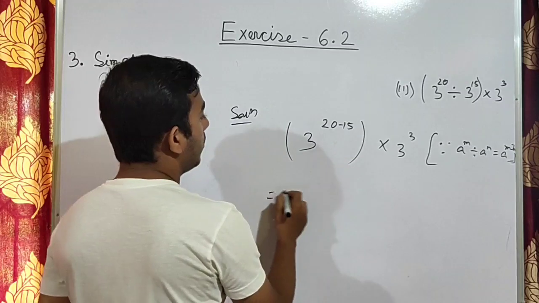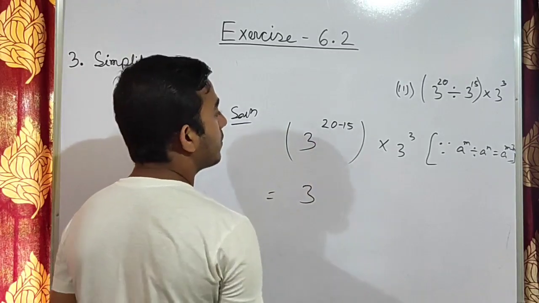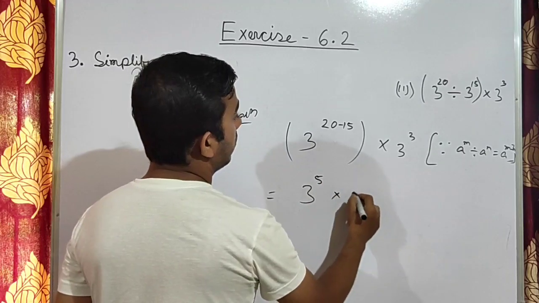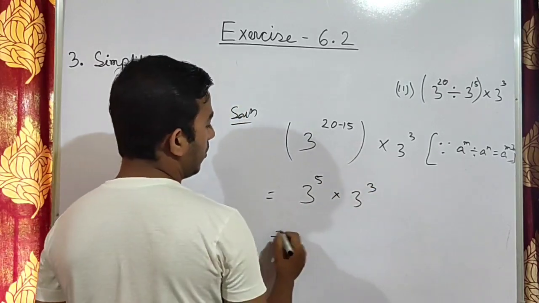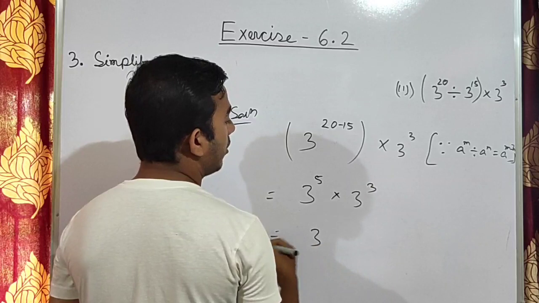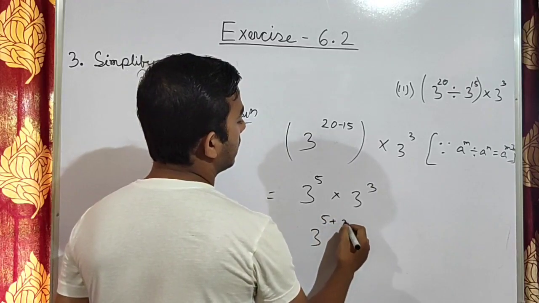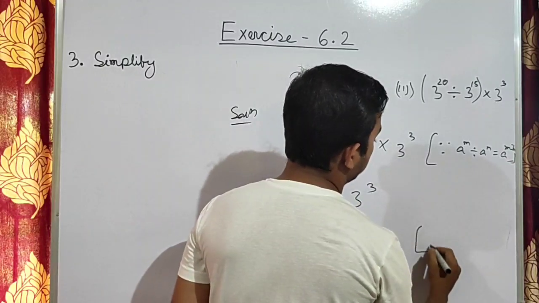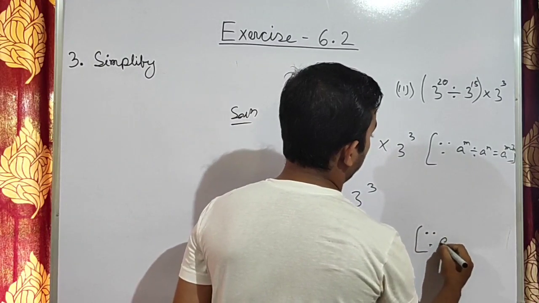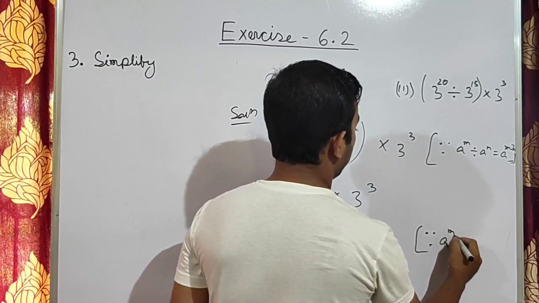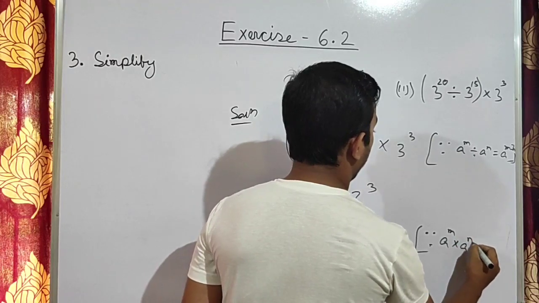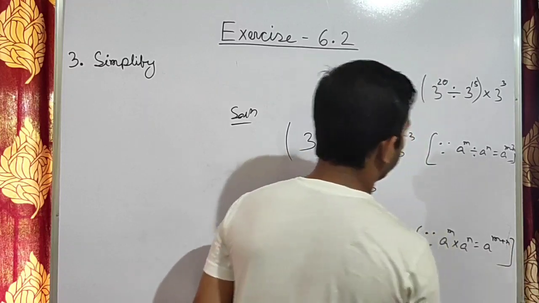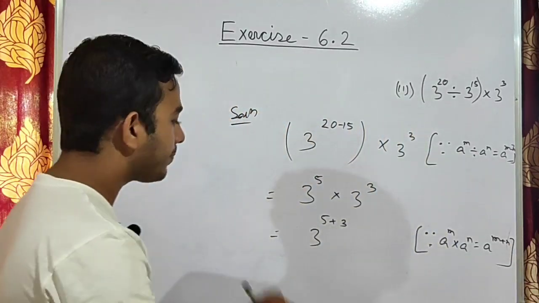Now what can we write? 3, 20 minus 5 is how much? 20 minus 5, it is 5. Then into 3 to the power 3. Now as common we will take 3 common, then 5 plus 3. Clear? We will write here, since a to the power m into a to the power n equals a to the power m plus n. I hope this is clear to you.